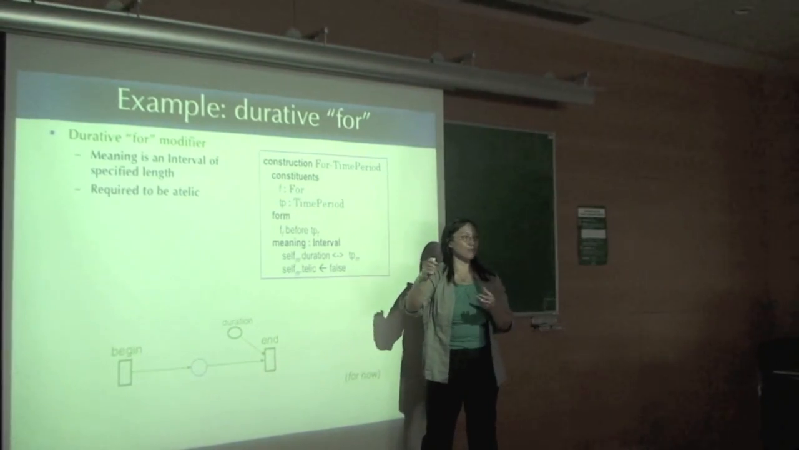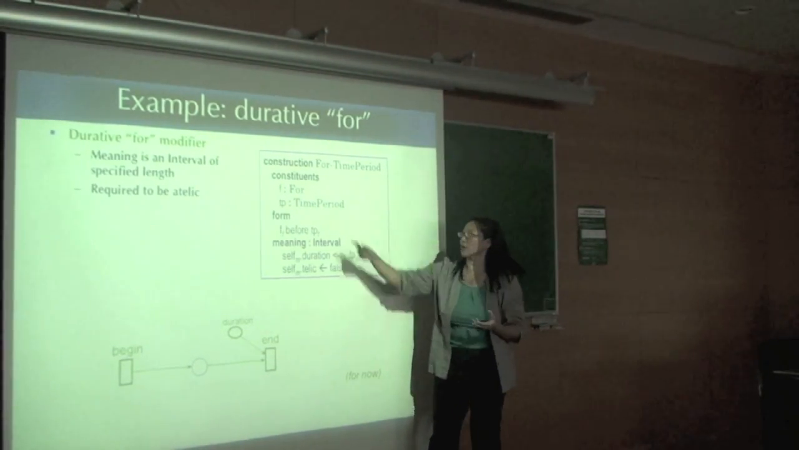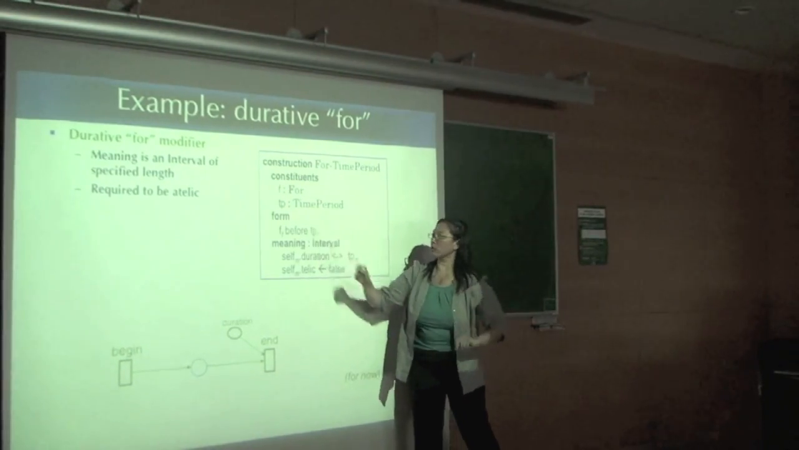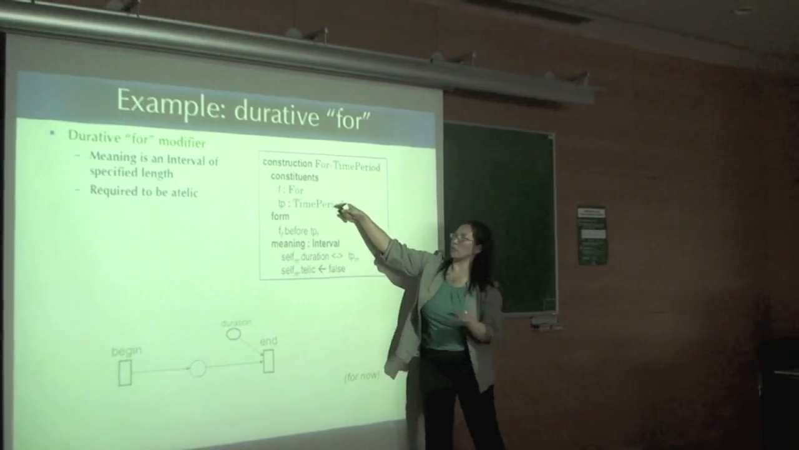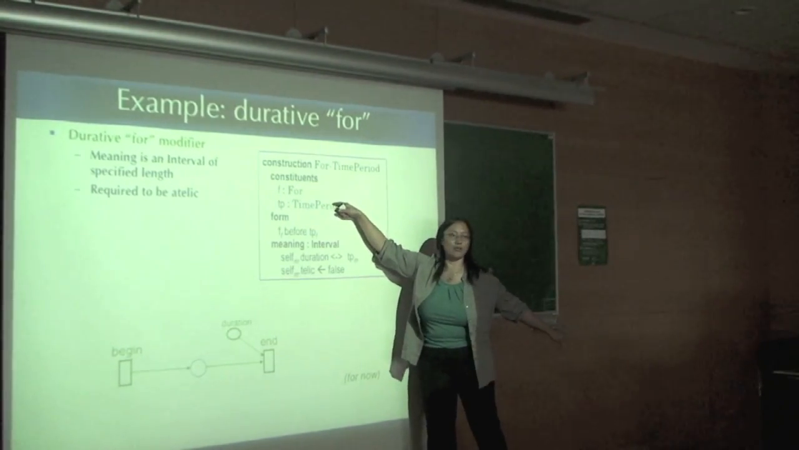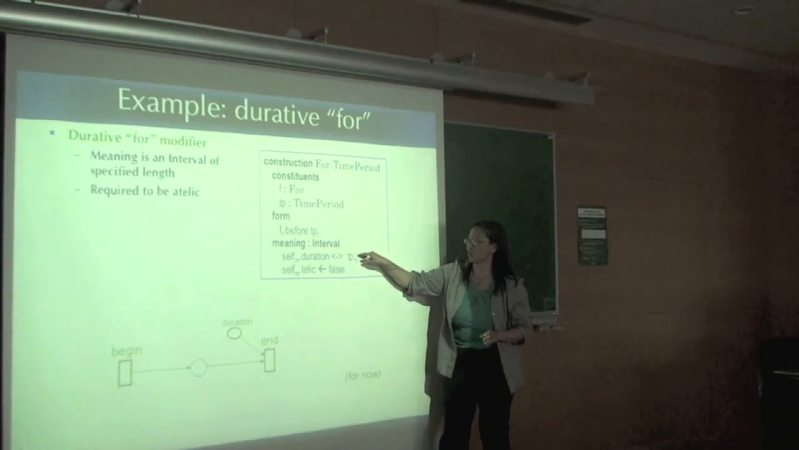So like 4 years, or for 2 minutes, or for an hour, right? That's something like that. They come in a certain order in English. The meaning is some interval with a duration that is specified, whatever this is. Let someone else worry about that for now, and 5 years, whatever it is, this duration is set there.